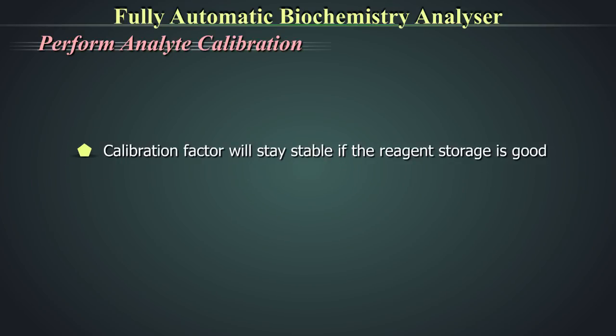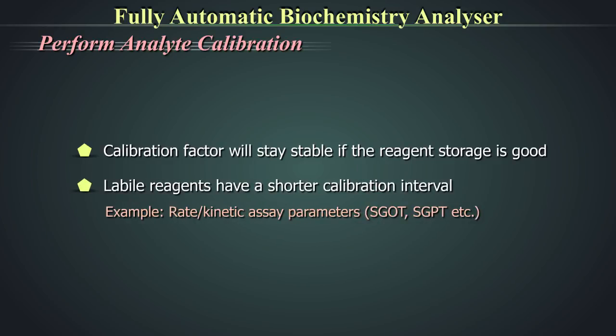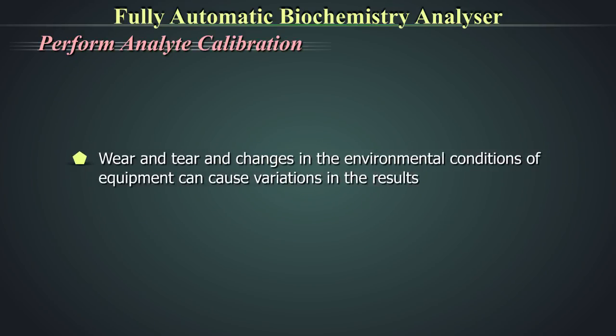If the reagent storage is good, the calibration factor will be stable till the expiry of the reagent. Based on the stability of the reagents, the manufacturer will recommend a separate schedule for each analyte. Usually, labile reagents have a shorter calibration interval. Also, the equipment undergoes wear and tear, and changes in the environmental conditions can also cause variation in the results. For more details, refer to the training module on equipment management.